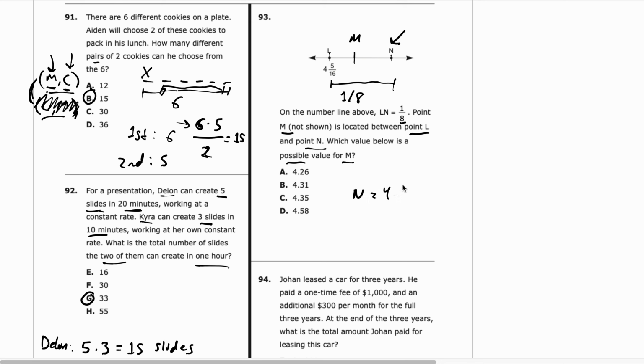So N is going to be 4 and 5/16 plus 1/8. Okay, and now let's express this. So this is 4 plus 5/16, and then I'm going to express 1/8 in terms of 16, so that's 2/16. So this would be 4 and 7/16. So that would be 4 and 7/16.